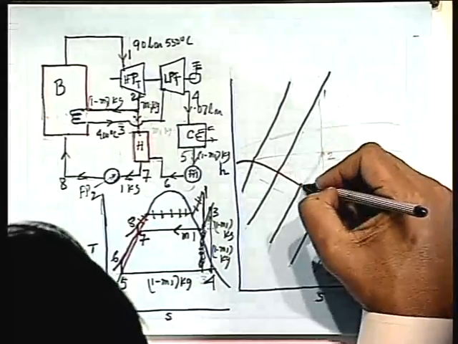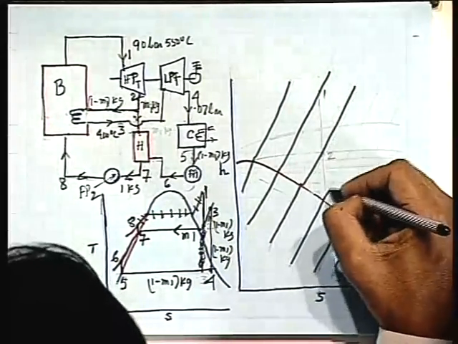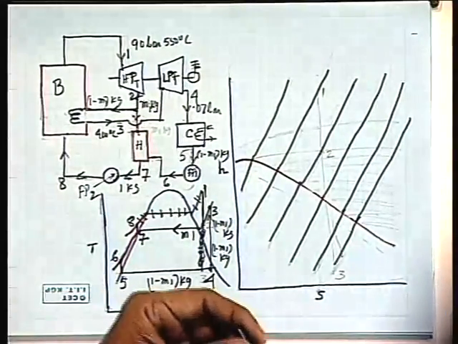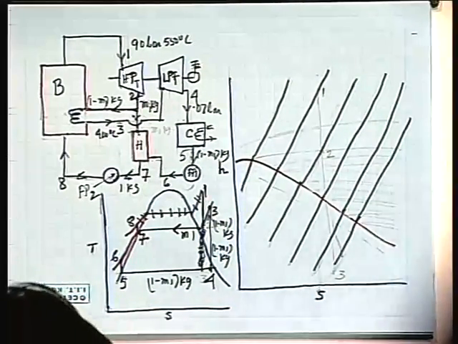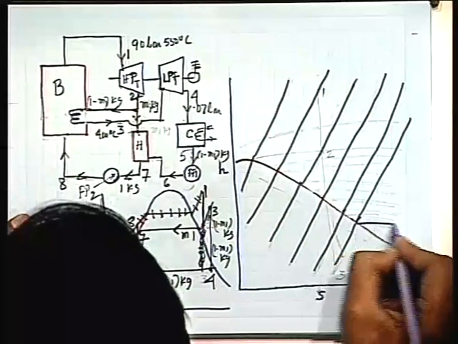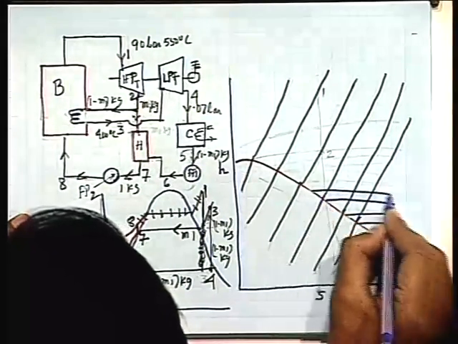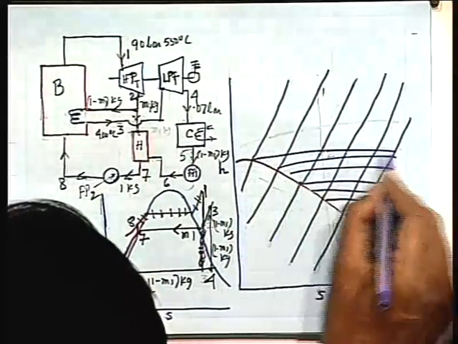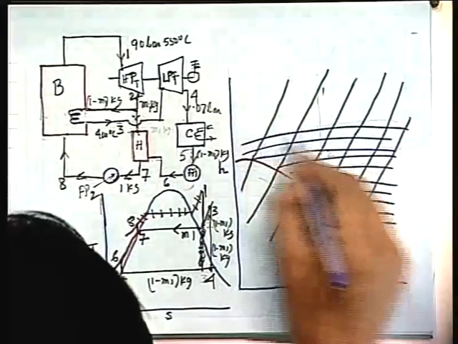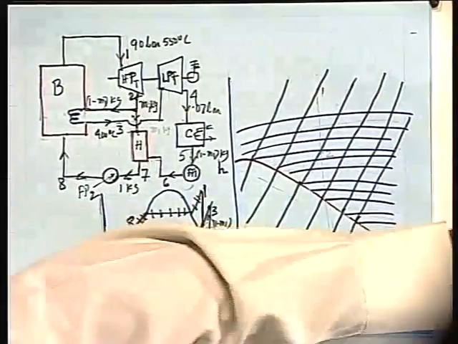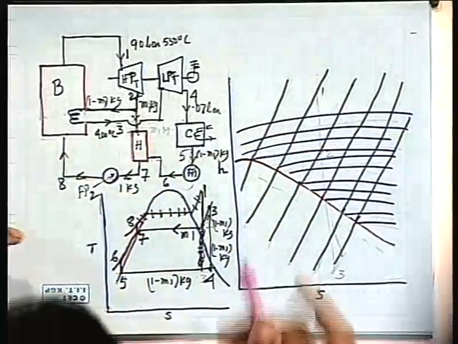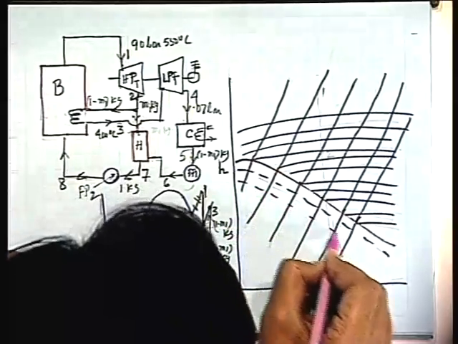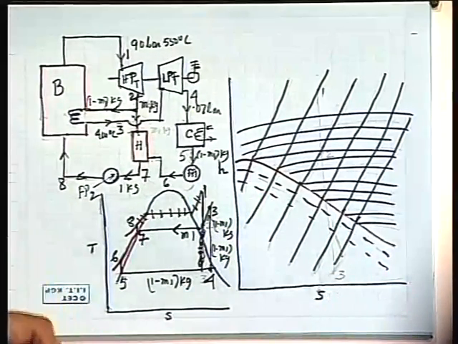Let me first draw the HS diagram. This is the constant pressure line, and let me draw the constant temperature lines. These are constant temperature lines. And let me draw the constant X lines. Alright. Now how to do the problem?